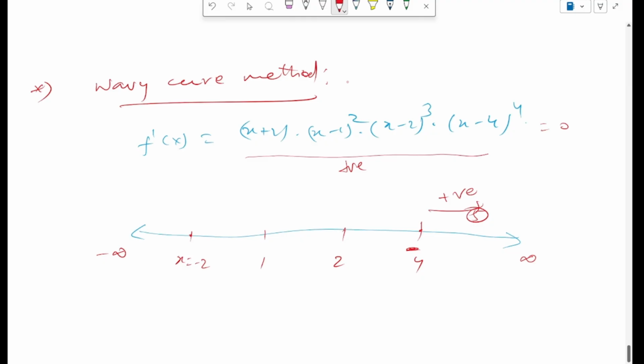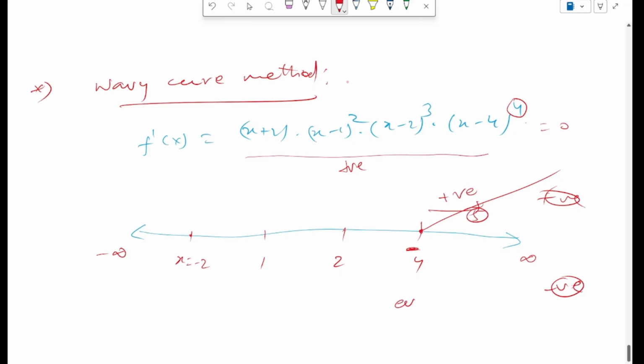Now we do not have to check in all these regions or put in values and calculate. For saving time, let's say this is the positive side and this is the negative side. In this region f dash x was positive. Now we reached 4. At 4 we see the power was even.